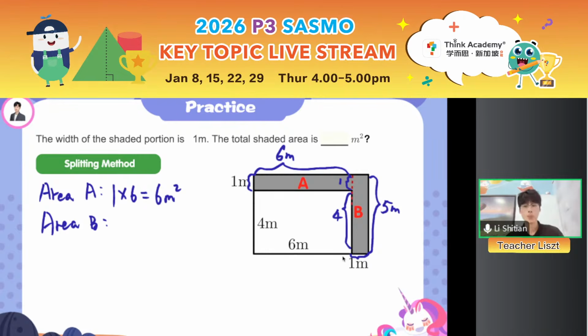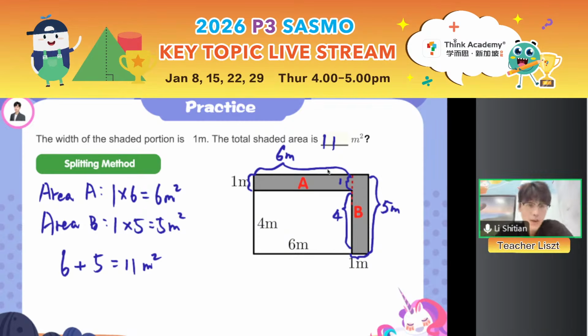So now we know the breadth of rectangle B, and we also know the length of it. Can you guys find out the area? Of course, right? Use 1 times 5, which is equal to 5 meters squared. Now we know the area of A and the area of B. Can you find the total area? Of course, use A plus B. So we only need to use 6 plus 5, which is equal to 11 meters squared, right? So the answer for this question is 11.